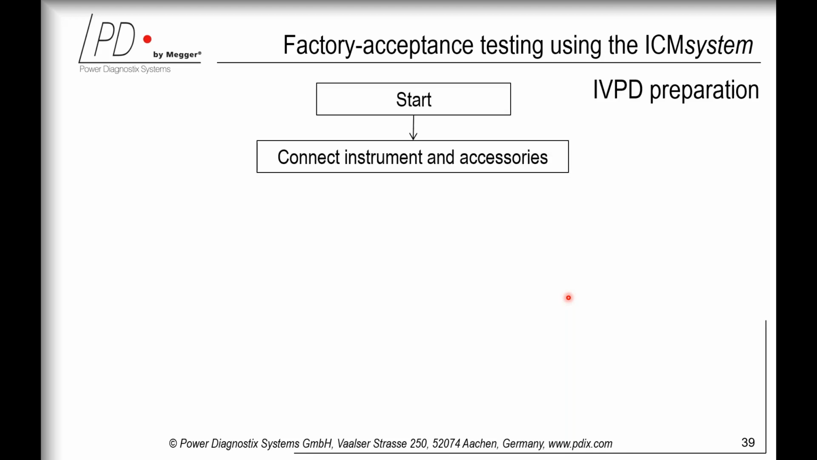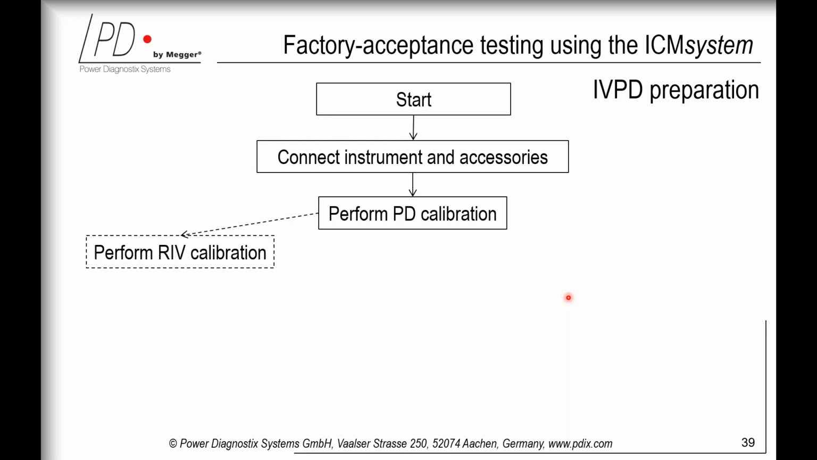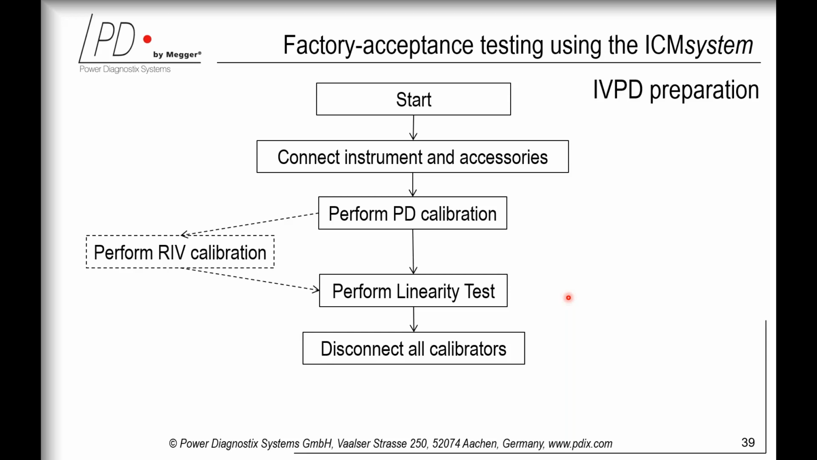So you start, you connect the instrument and the accessories, you perform the PD calibration. If required, you do the RV calibration. Then you perform a linearity test for both. You disconnect all calibrators, and then you secure the HV test area. With securing the HV test area, the preparation has been done.